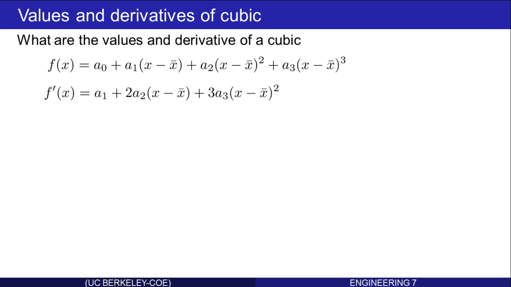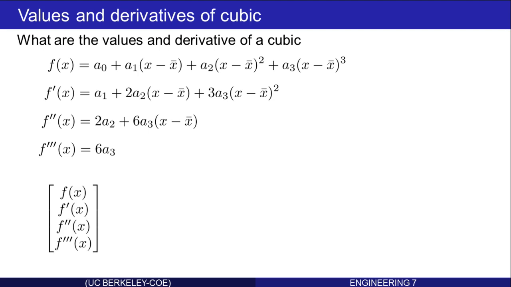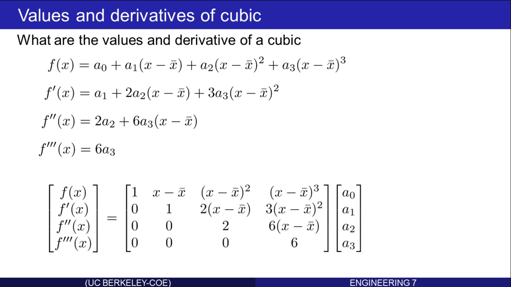Well, taking the derivative gives that, taking the second derivative gives that expression, and taking the third derivative finally gives a constant. It makes sense. A cubic has a constant third derivative. We can stack those in a vector and express this as a matrix vector multiply, where the matrix depends on the value of x and its square and cube, and the vector consists of the coefficients of the polynomial. This will be a useful way for us to express it, since it's the coefficients that we're trying to solve for.